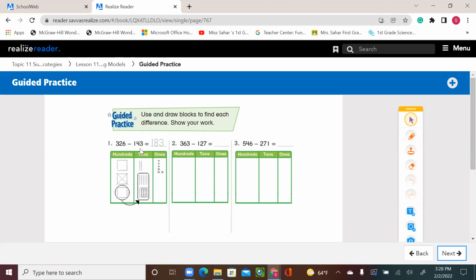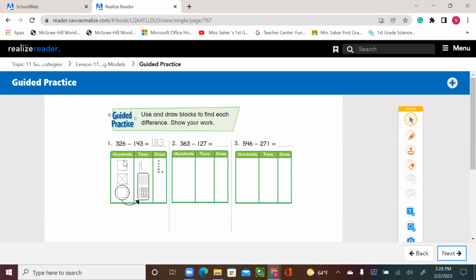326 minus 143. So these are the blocks that we're going to use. We have the 300s, these are the 300s. And then 2 tens, here are the 2 tens. And then 6 ones. Now we need to subtract, or take away, 143.